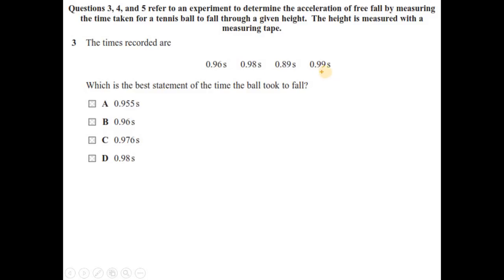So you are given a data set for measured time, and you need to find the mean value. Again, a typical question of finding the mean from a data set, and usually they want to check your concept of anomalous readings. So see if you can detect any anomalous reading in the data set. So 0.96, 0.98, 0.89, and 0.99. Clearly this 0.89 is your anomalous reading, so you need to discard this value from the data set, and you need to find the mean value of these three numbers.